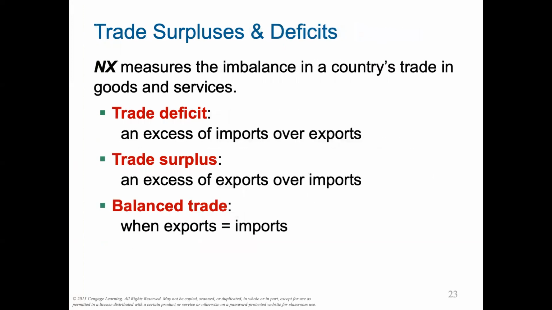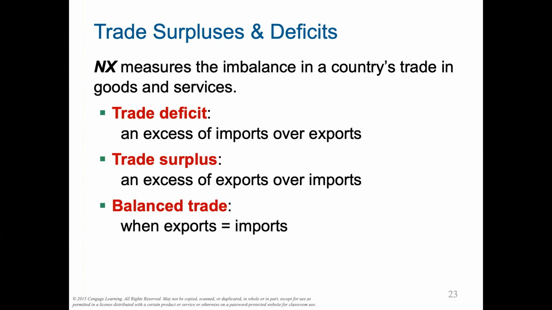We talked about it again. I'm going to go through it. So NX, remember in that equation, measures that imbalance in trade. When you have a trade deficit, there's an excess of imports over exports. You have a negative number. If you have a trade surplus, you have an excess of exports over imports. I'm sorry. And if you have a balance, they're equal.